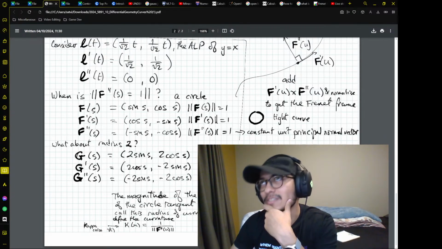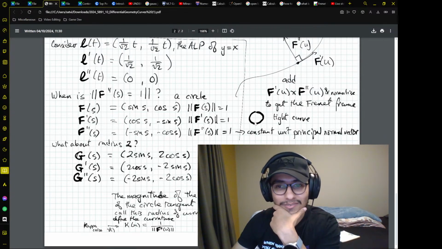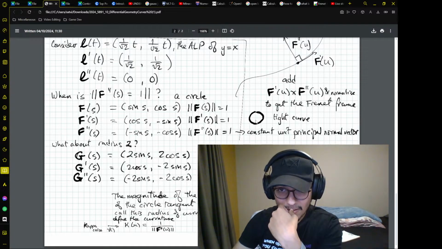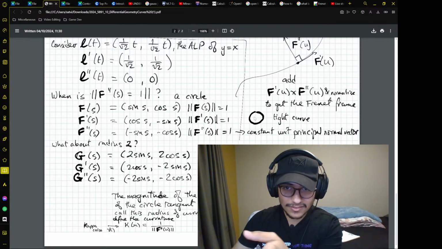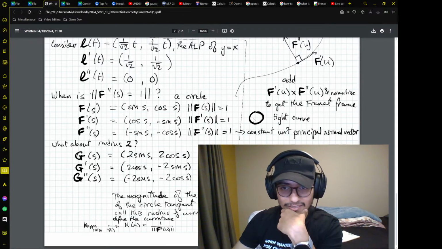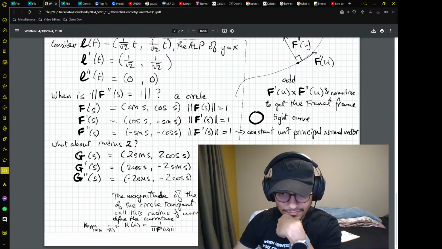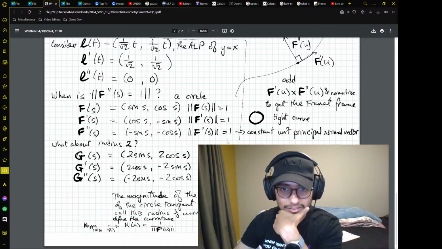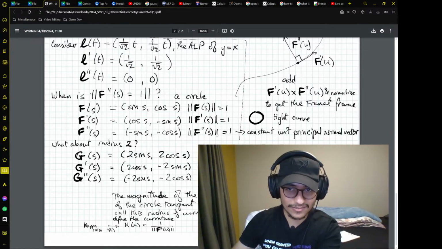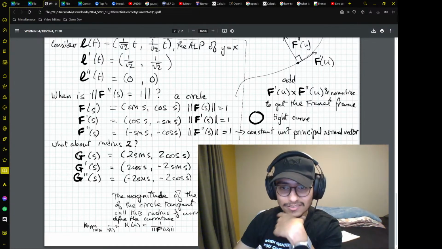Okay, so let me explain what the concept of curvature is. This circle was for this one, so it has a radius of 1, and this one has a radius of 2. And we found this principal normal vector, which is this acceleration. That's what we are calling it.